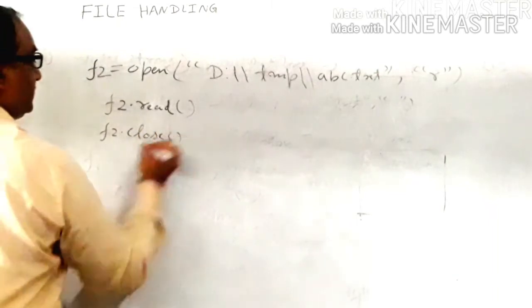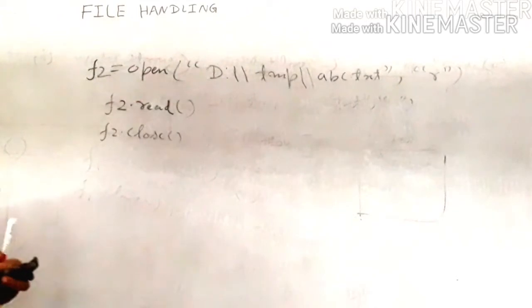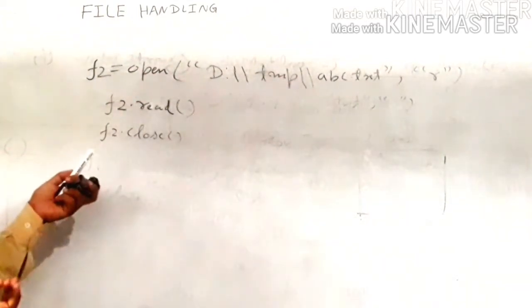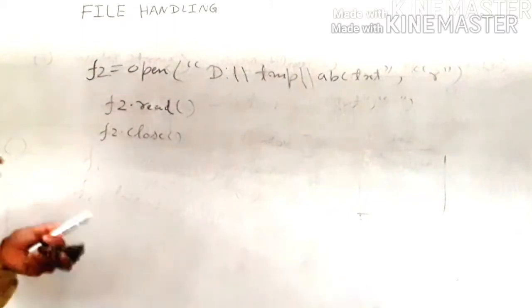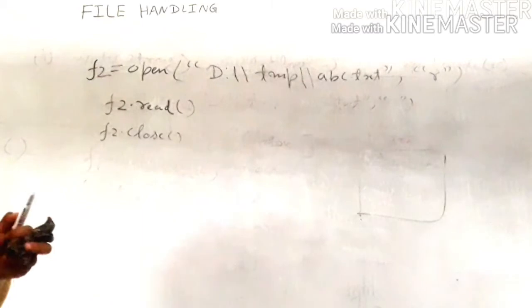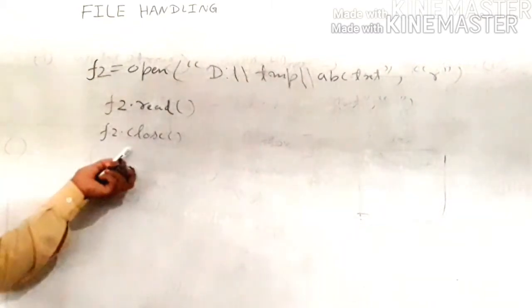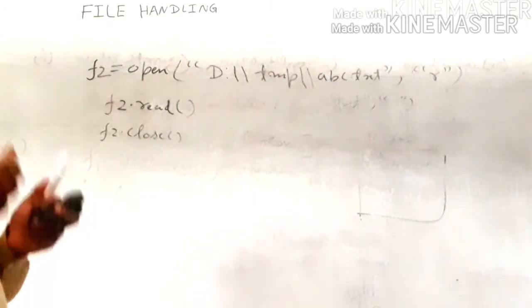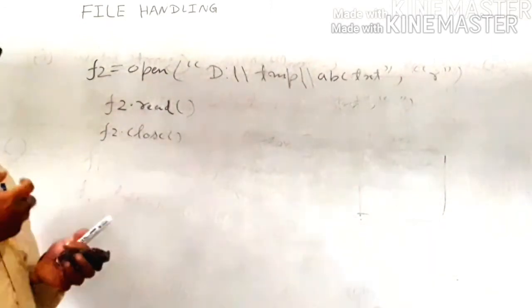File close is very necessary, otherwise your data will be lost. That is very important because the data goes into the buffer. Whenever you open the file in read or write mode, whenever you write or read, the data first comes into the buffer. So that's why we use f2.close. Otherwise, with a power failure, the temporary data in the buffer will be lost.